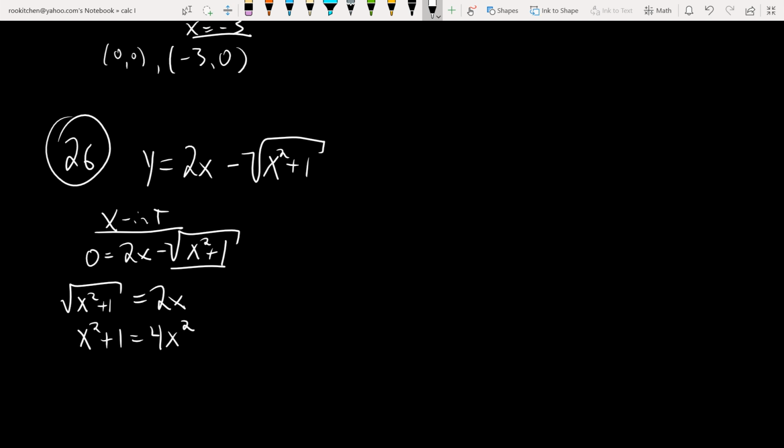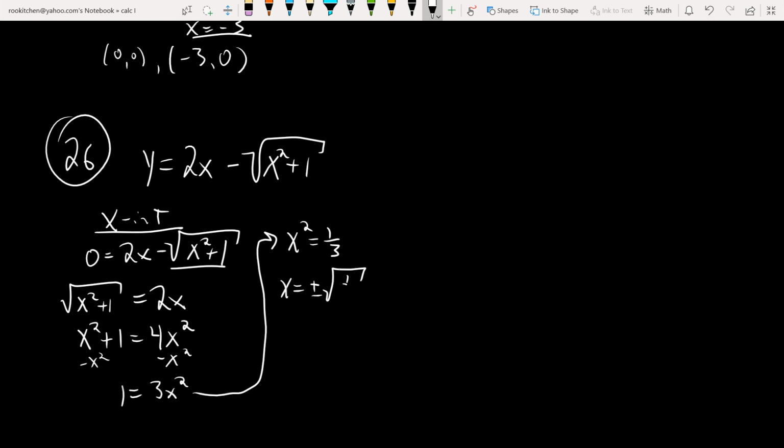And then, well, you can isolate the x squared and use the square root property. So let's move the x squared to the right-hand side there. And then I will divide both sides by 3. And then I could use the square root property. So x is plus or minus square root of 1/3.